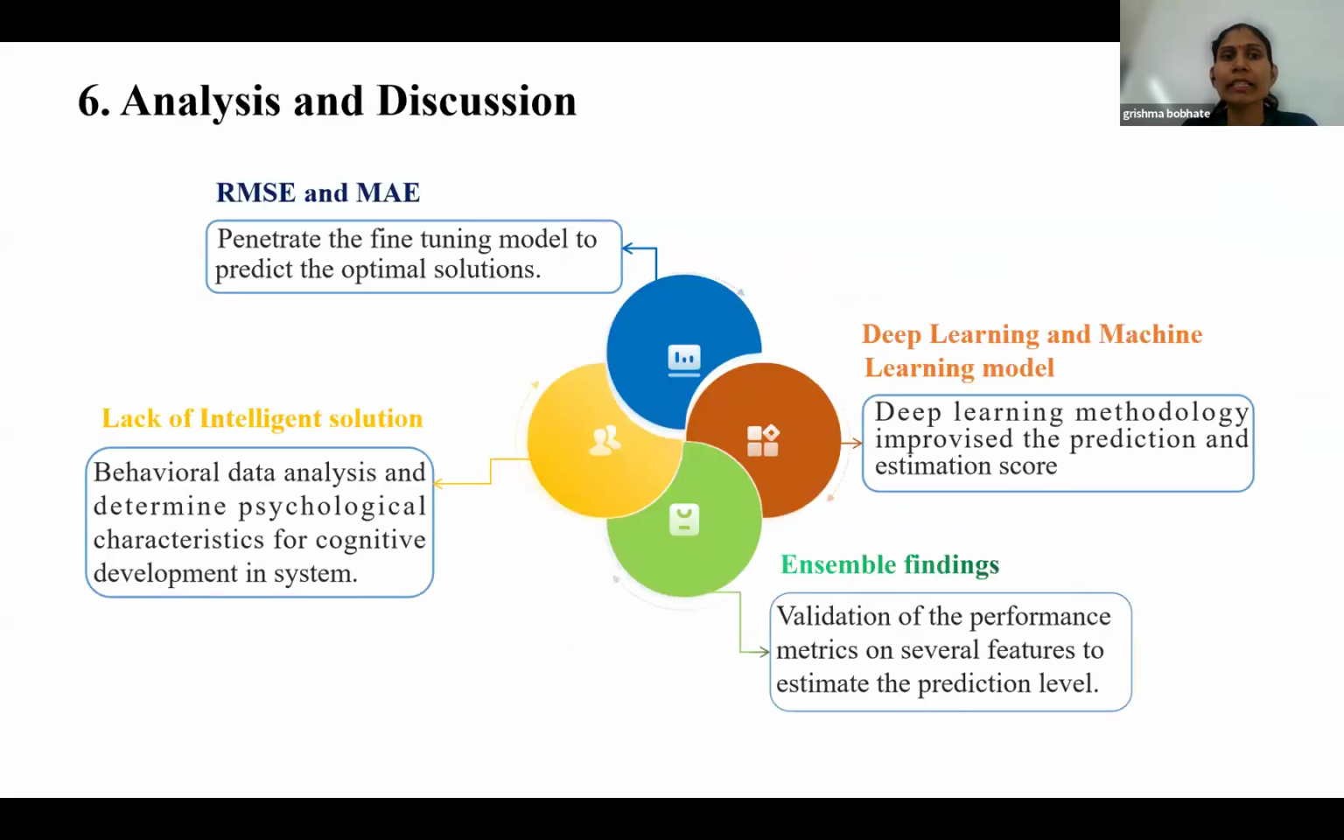From this result summary, we analyze that there should be a fine-tuned model to optimize the solutions, and the behavioral analysis should be patterned in such a way that the noisy data can be used to predict for better healthcare. And these performance validations can be done using the deep learning methodology.